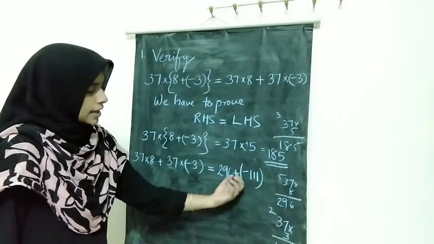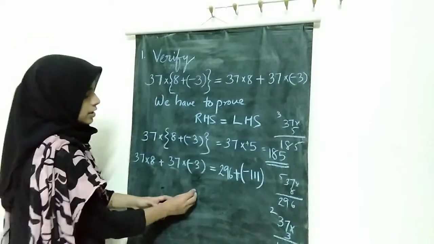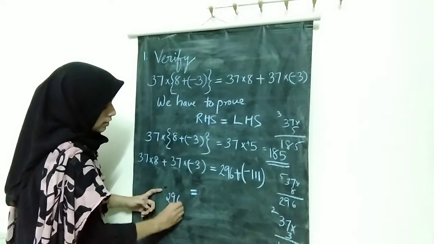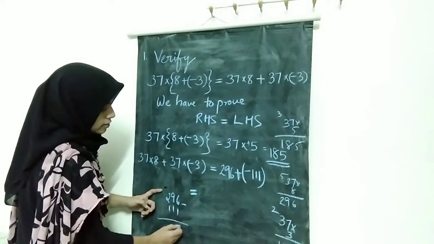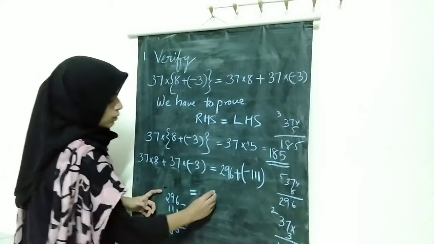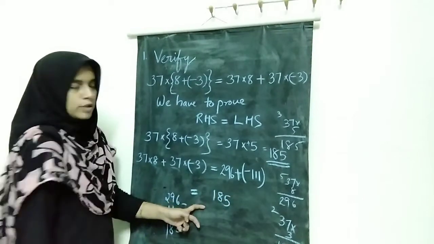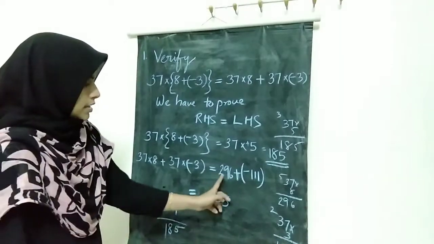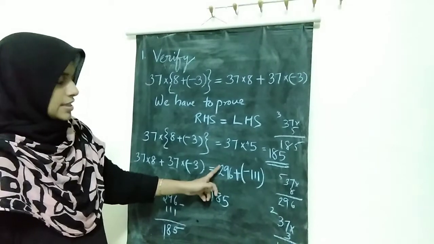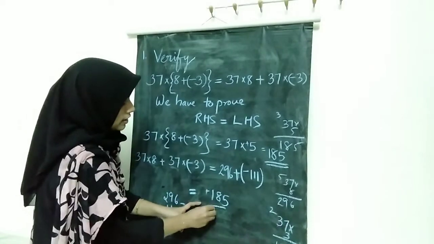One positive number adding with one negative number, subtract from bigger and put sign of biggest. So 296 subtract with 111. So 5, 8, 1. 185. You will get 185. But we should check the sign also. Subtract from bigger, put sign of biggest. So the biggest one is 296. Sign is positive. So the answer is positive 185.